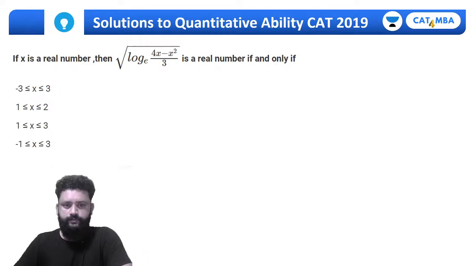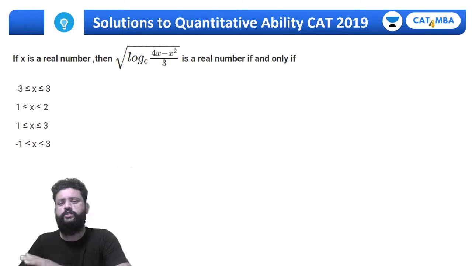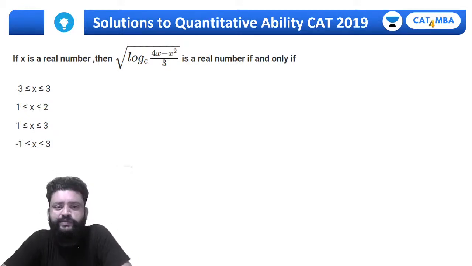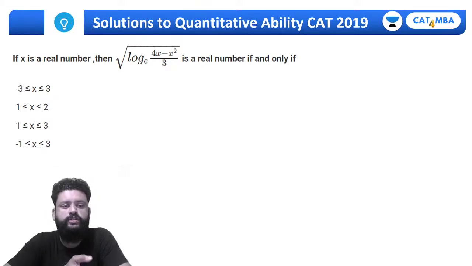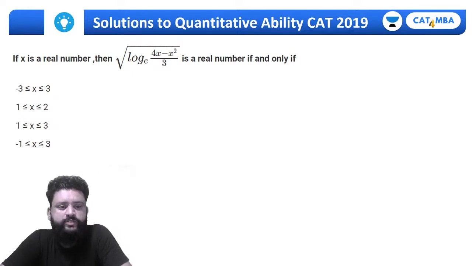Let's move to the next. This one is a bit tricky, but if you are familiar with the logarithm and all, so बिल्कुल easy है. Try for this. If x is a real number, then the root over of log of (4x minus x square) divided by 3 to the base e is a real number if and only if x lies between minus 3 to 3 or 1 to 2 or 1 to 3 or minus 1 to 3.